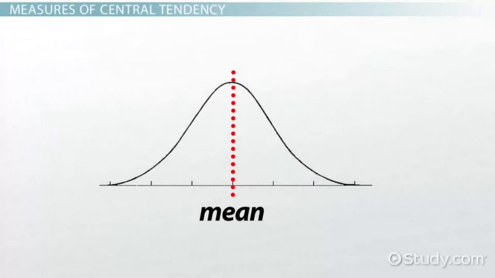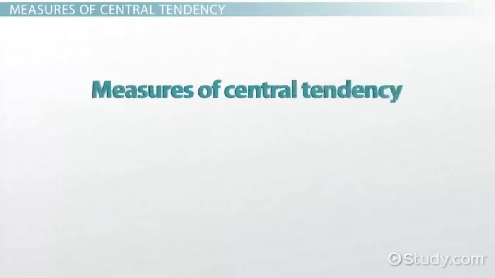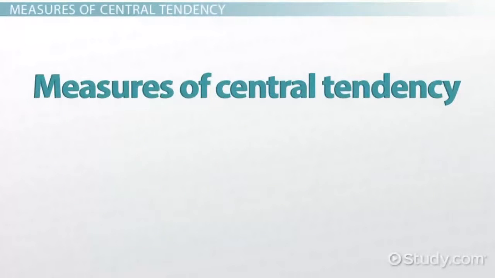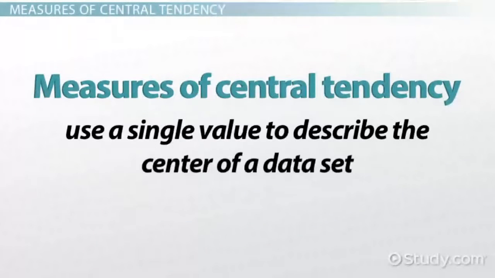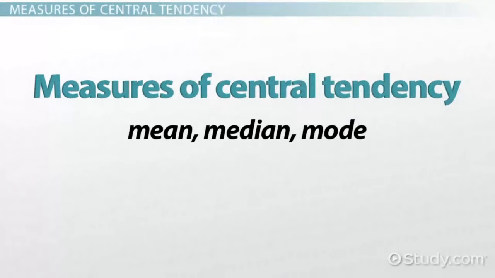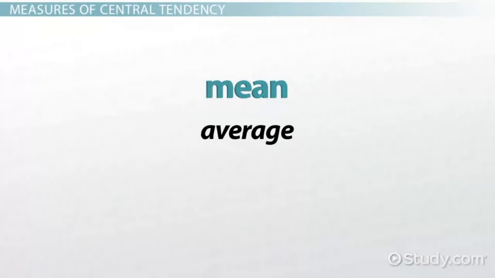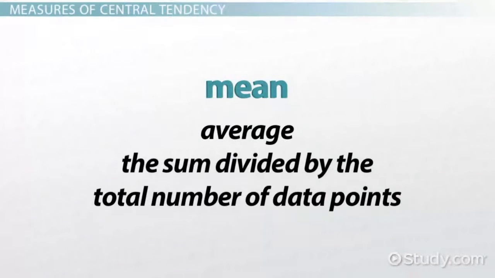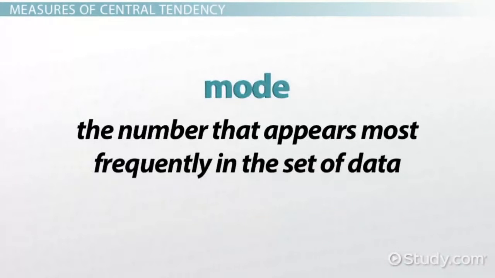You are probably somewhat familiar with the mean, but did you know that it is a measure of central tendency? Measures of central tendency use a single value to describe the center of a data set. The mean, median, and mode are all the 3 measures of central tendency. The mean or average is calculated by finding the sum of the study data and dividing it by the total number of data. The mode is the number that appears most frequently in the set of data.